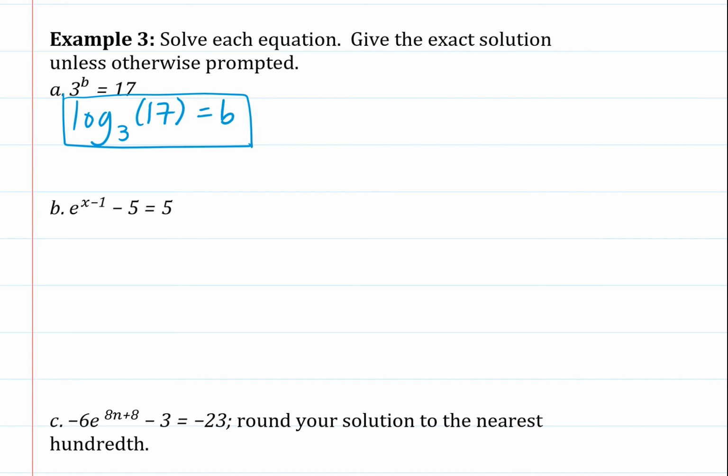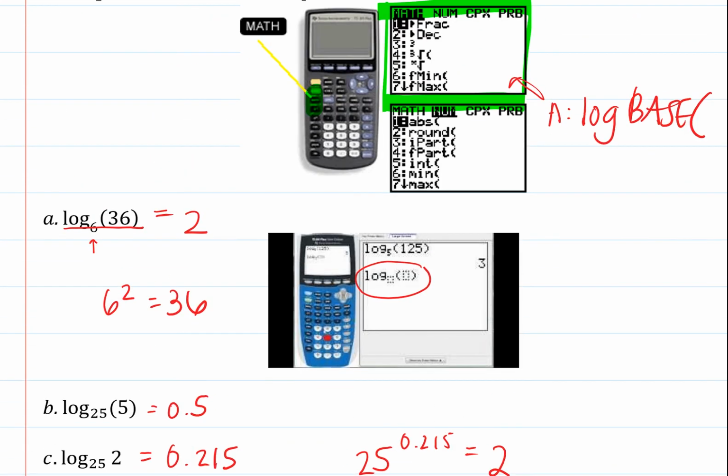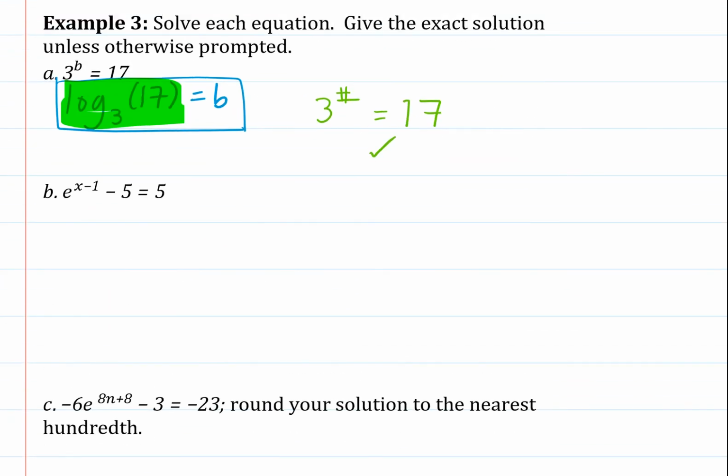Now, if you type this into your calculator, you'll get some decimal approximation, and then try 3 to that number, whatever it is, and make sure that you do indeed get 17. When you type log base 3 of 17 into your calculator, you get some decimal that you would have to round at some point, or your calculator is already rounding it, because on your calculator screen there's only room for so many numbers before they have to round at the very end. So if we want an exact answer, this is the exact answer, log base 3 of 17.